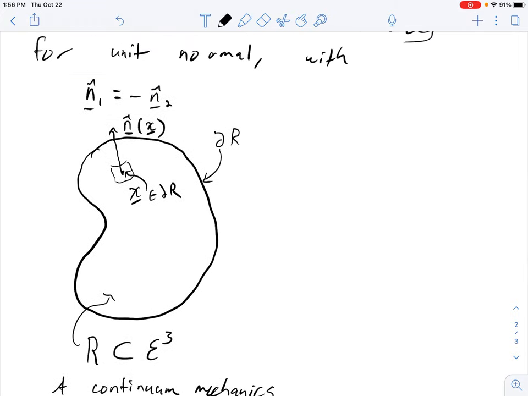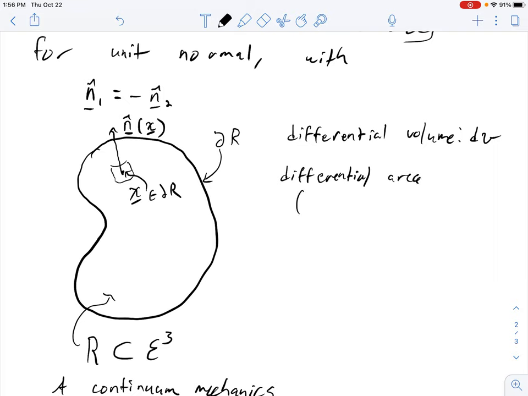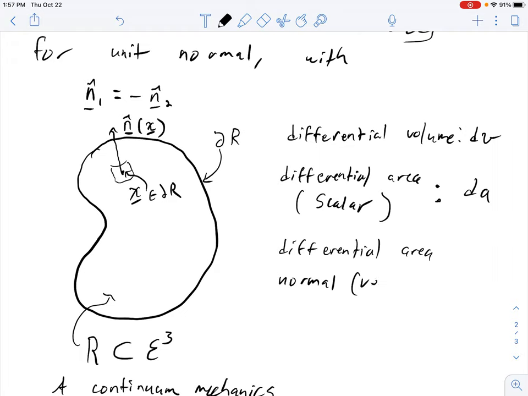So we'll denote differential volumes dV, differential scalar areas as dA, and differential area normal vectors as n hat dA. So here, n hat is the unit normal.